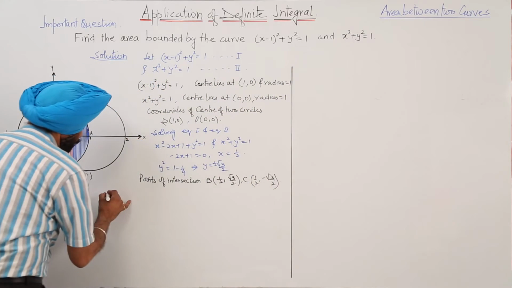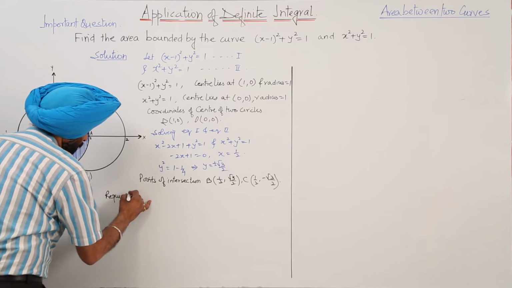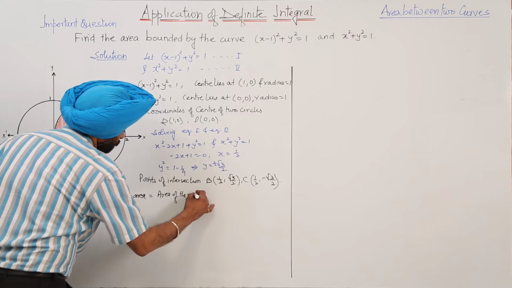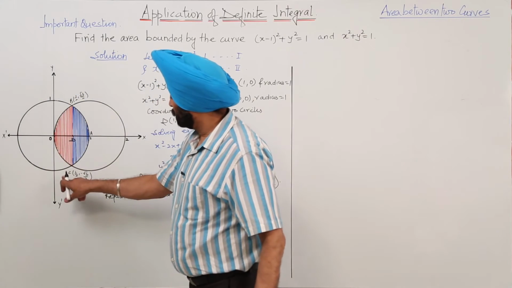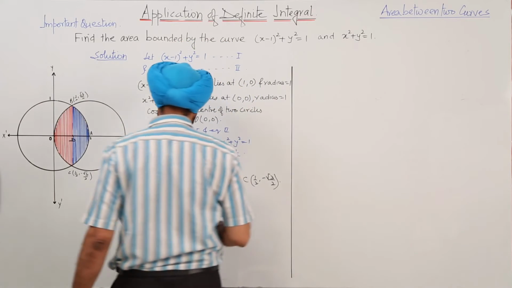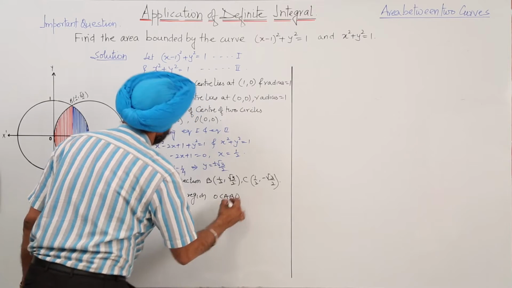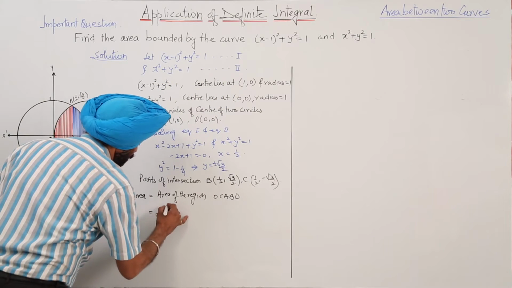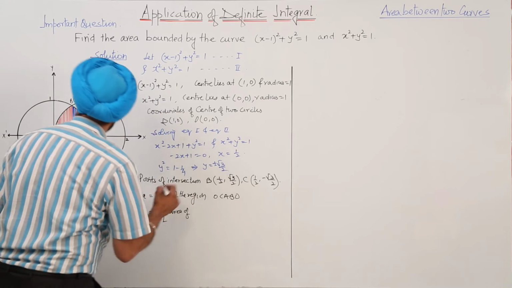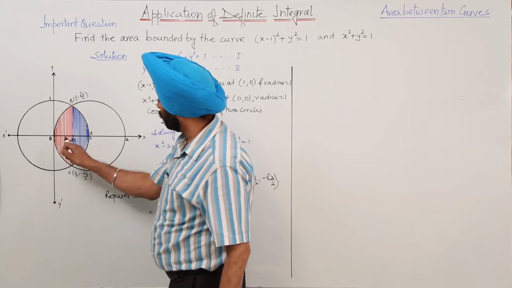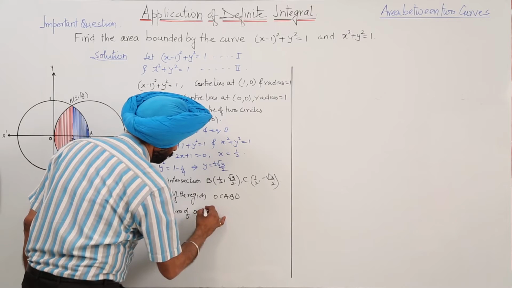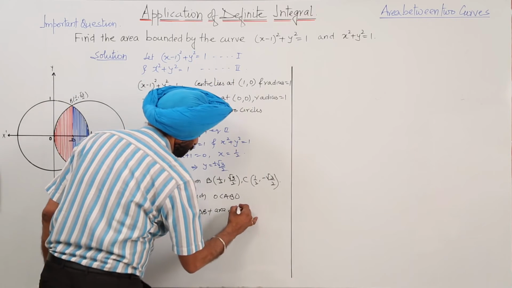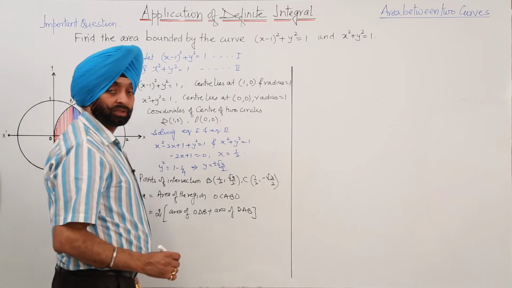So now the required area is equal to the area of the region OCABO, and this can be written as twice of the area of ODB plus the area of DAB. Is it clear?